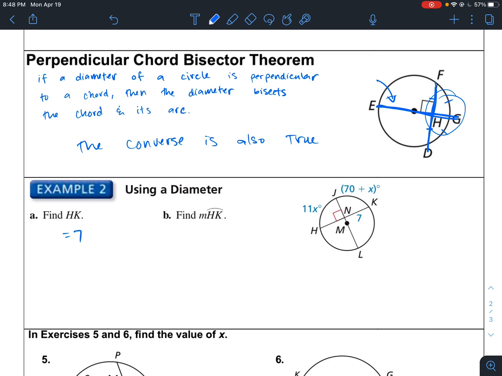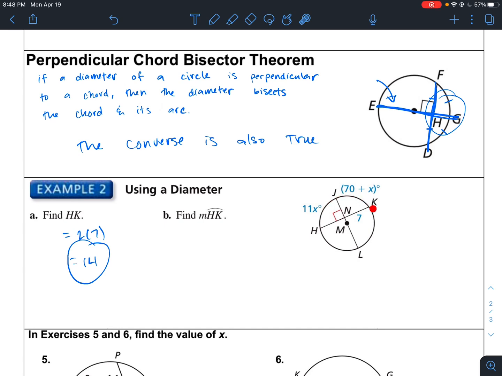Sorry, because they're both 7, they have to be equal to 2 times 7, which is equal to 14. Okay, sorry, that's what I meant to point out. Now it says that it wants us to find the measure of HK, or the arc HK. So we want to find the measure of this arc right here, H to K.